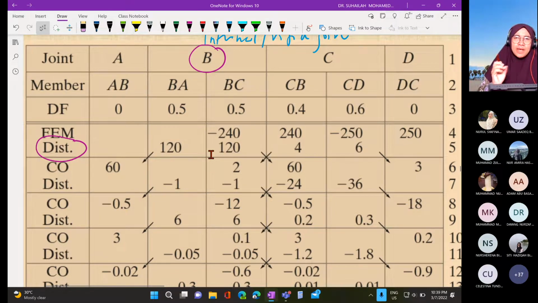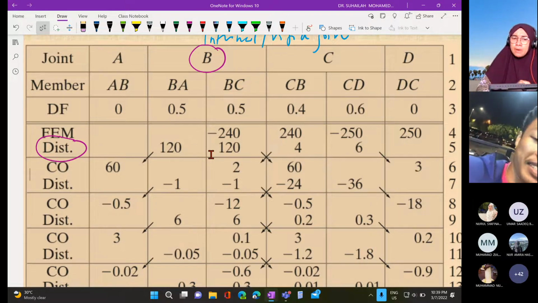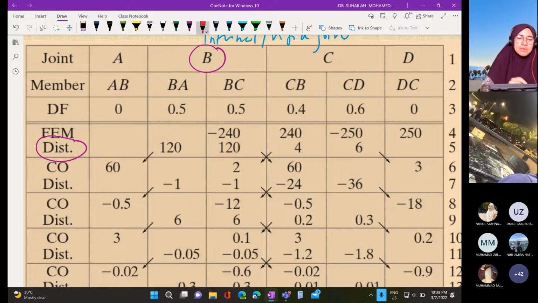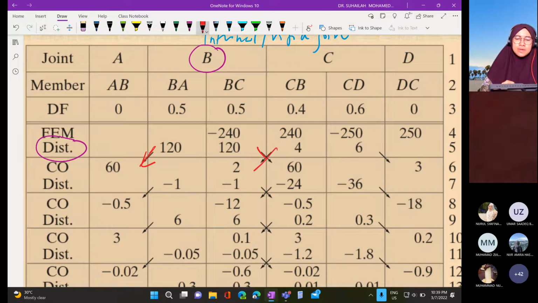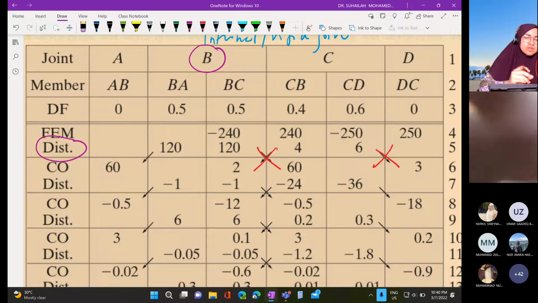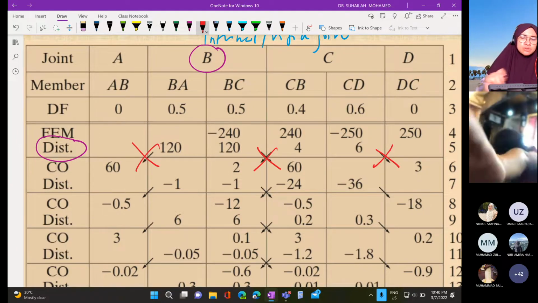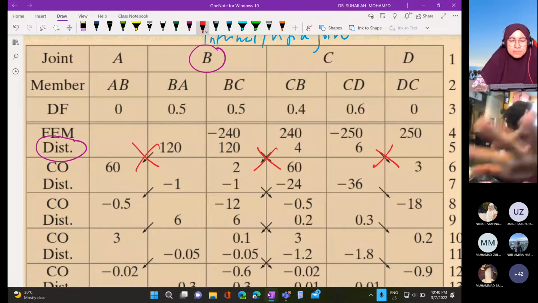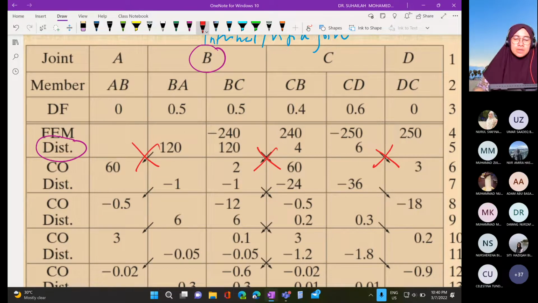Okay, we have to carry over to opposite joint. Okay, it must cross boundary. Yang ni, cross boundary. Dia macam ni. Semua ni dia cross. Bila kita nak carry over, carry over, cross boundary.